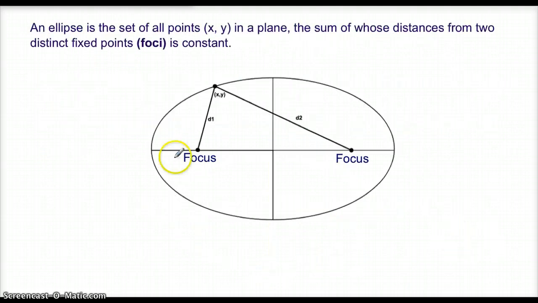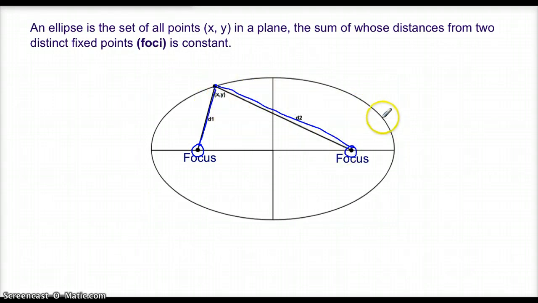So an ellipse is simply an oval, and we define it geometrically as the set of all points in a plane that have the same total distance to two foci, and foci is the plural of focus. So we have a focus here and a focus here. If we pick any point (x, y) in the plane, the distance d1, which is here, plus d2, the distance to the second focus, that value is going to be the same anywhere I go.